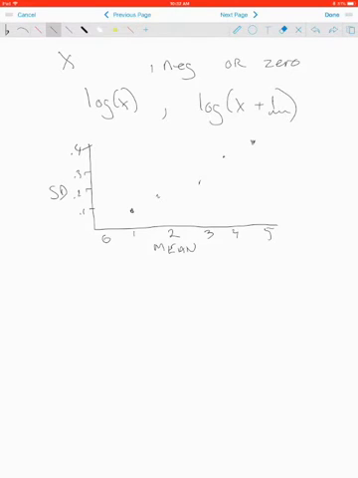If you plot the standard deviation against the means, and you see an increasing relationship, it doesn't have to be perfectly linear, but if standard deviation increases as the mean increases, that also suggests that a log transformation will be effective at removing non-normality and or the variance heterogeneity, right?